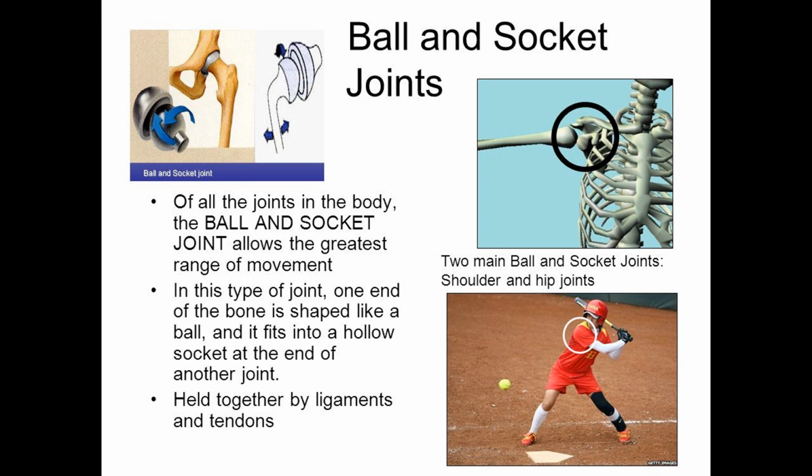To continue our lesson, ball and socket joints. Of all the joints in the body, the ball and socket joint allows the greatest range of movement. In this type of joint, one end of the bone is shaped like a ball, and it fits into a hollow socket at the end of another bone, held together by ligaments and tendons. Two main ball and socket joints: the shoulder and hip joints.